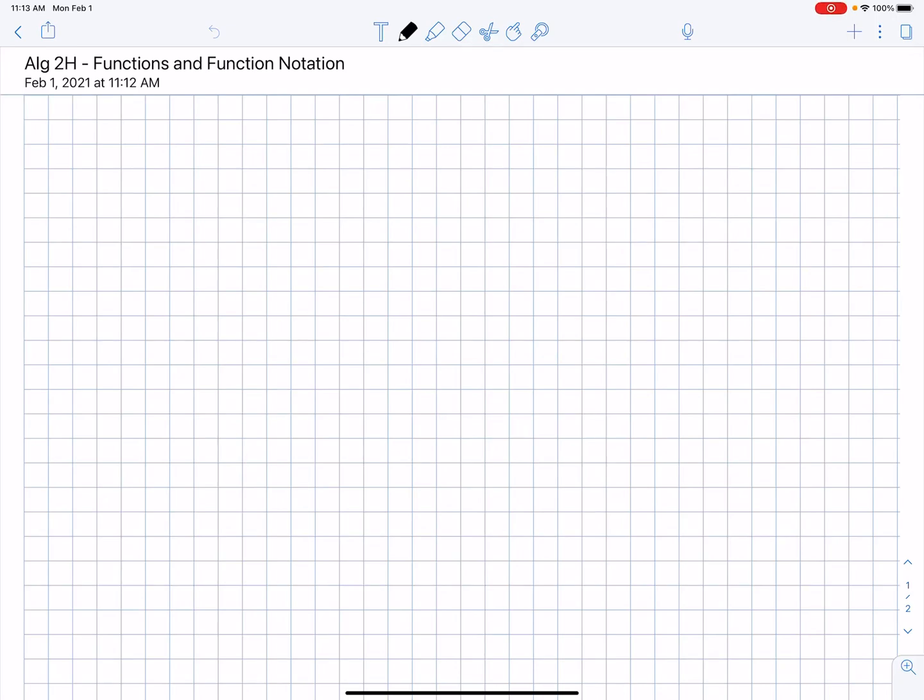Hello, Algebra 2ers. Because Algebra 2 is the study of functions, I just want to take a second and review functions and function notation, because we'll be using it so much throughout the semester. So, a little bit about functions and function notation.